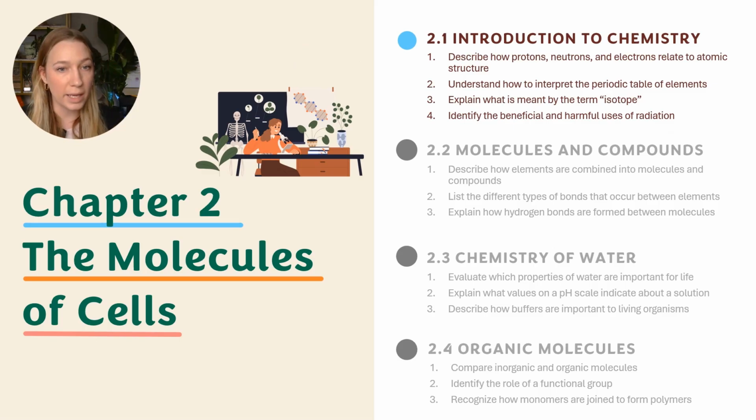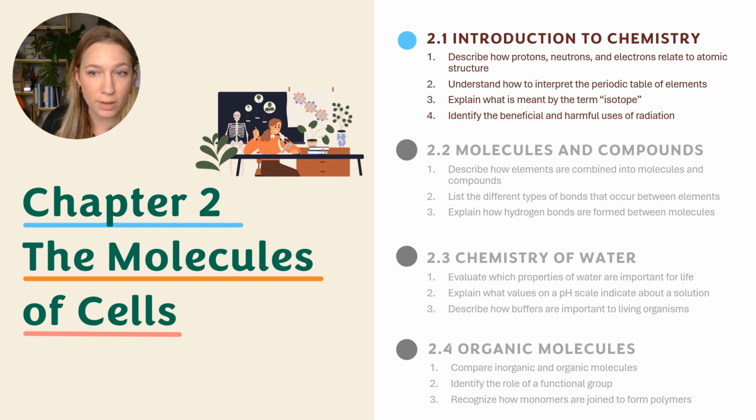This brings us to the end of our first section in the chemistry of life portion of the molecules of cells. So by now we should be able to describe how protons, neutrons, and electrons relate to atomic structure. We should also be able to identify the number of protons, neutrons, and electrons of a given element should we be given an example. We should be able to understand how to interpret the periodic table of elements, explain what is meant by the term isotope, and also identify the beneficial and harmful uses of radiation.